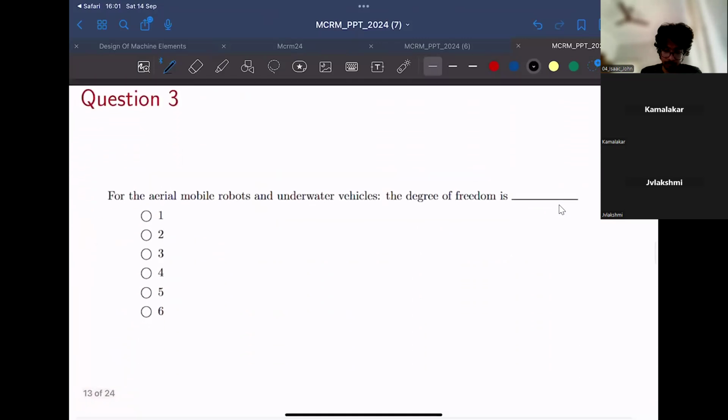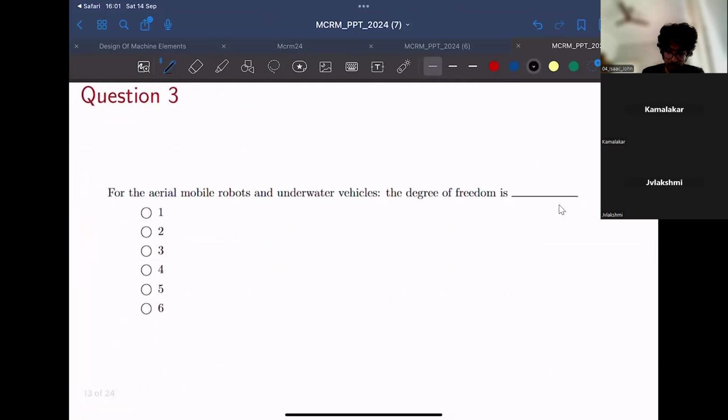Okay, now moving on, question 3. For aerial mobile robots and underwater vehicles, what would be the degree of freedom, out of 1 to 6? Yeah, I got an answer as 6. That is indeed true, because aerial drones can move along 3 directions, X, Y, Z, and they can also rotate along 3 directions. We call them roll, pitch, and yaw. Rotations about either of these 3 axes.